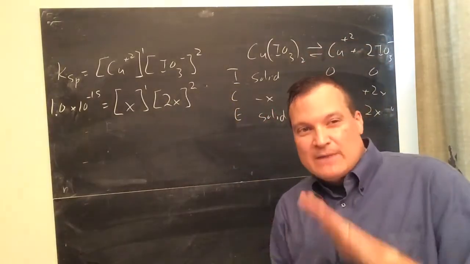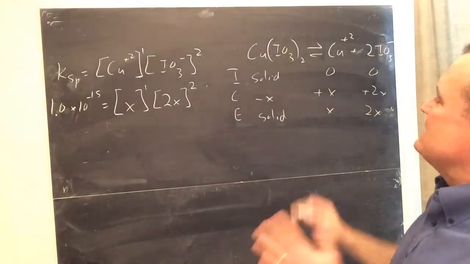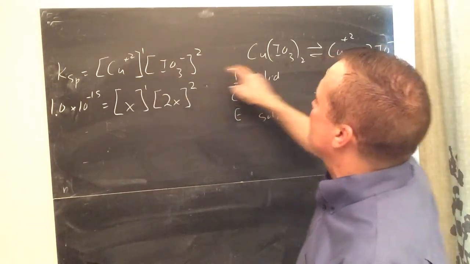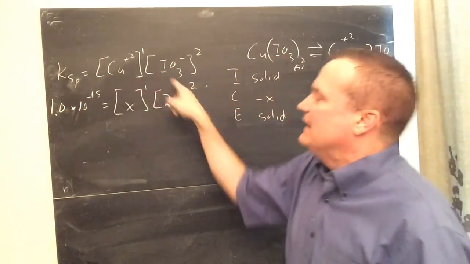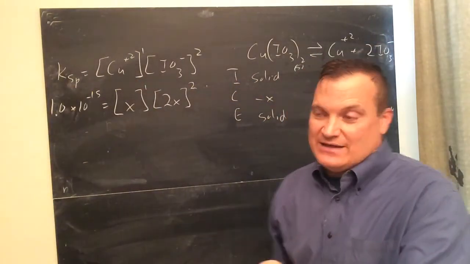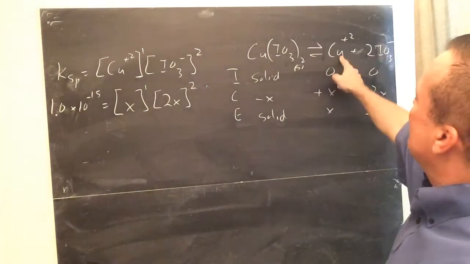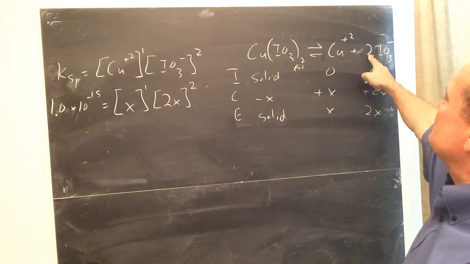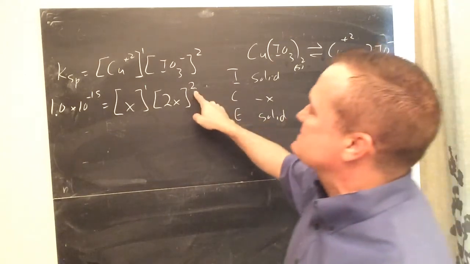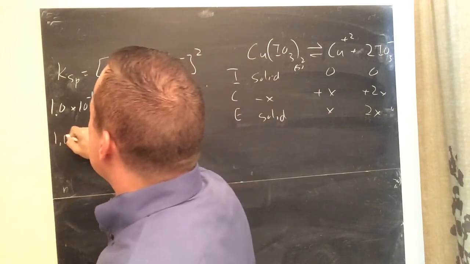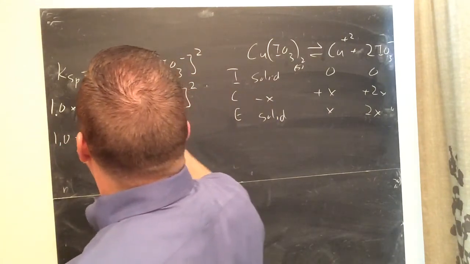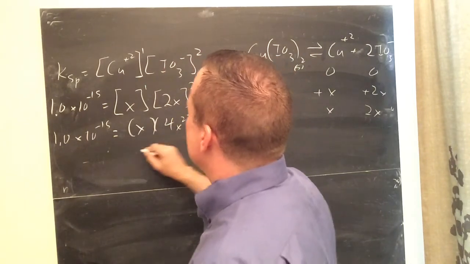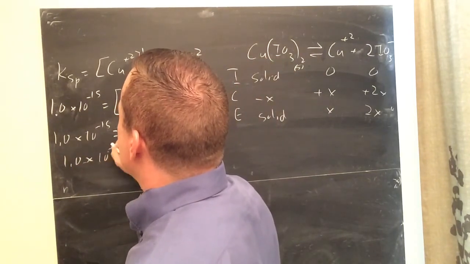This is why people can mess up on a Ksp problem, because they skip it. Oh, it's easy. But remember, you don't have anything on the bottom. Solids never go on the bottom in a Ksp. They're never part of a K expression anyway. So you only have these 2. And people think, oh, it's easy. You can't forget that the 2 affects the 2x, and it affects it being squared. So anyway, 1.0 times 10 to the negative 15 equals x times 4x squared, which equals 4x cubed, right?